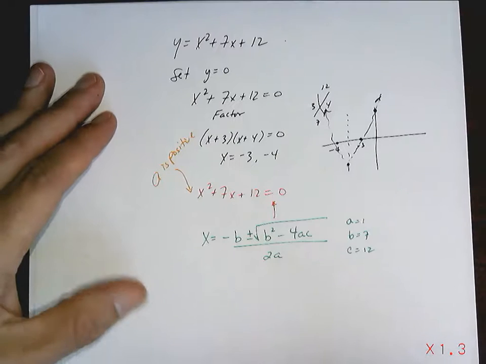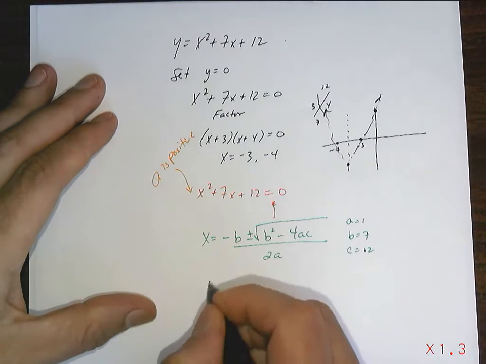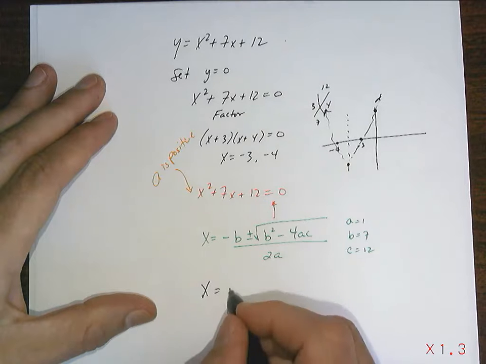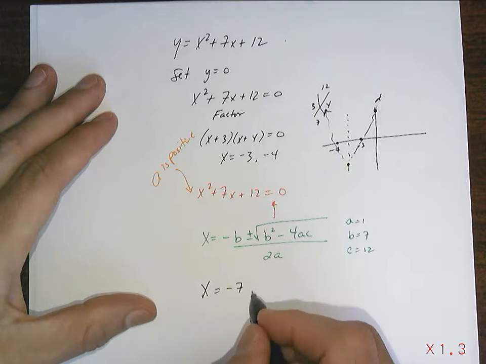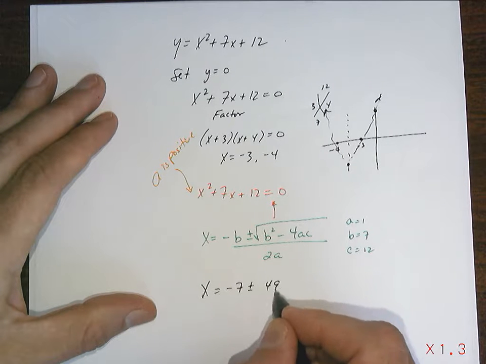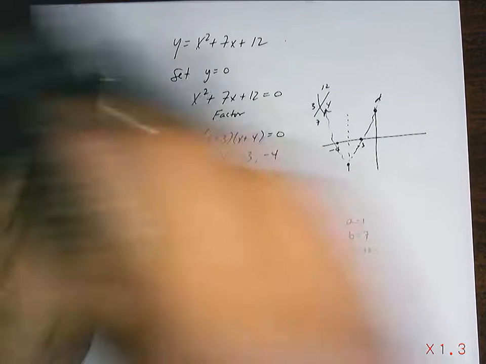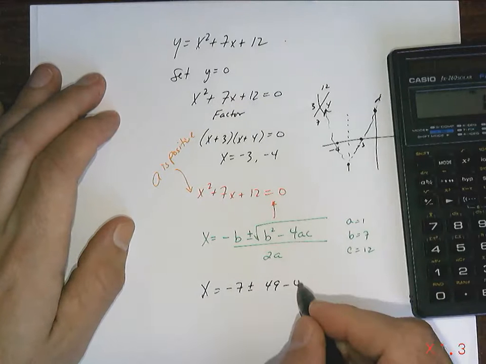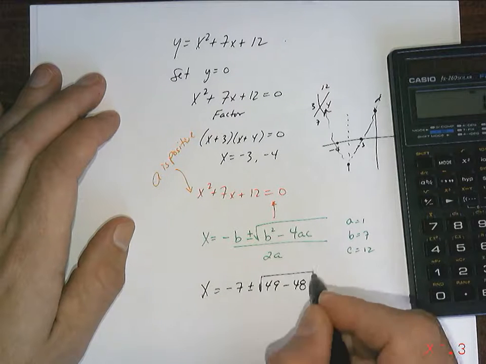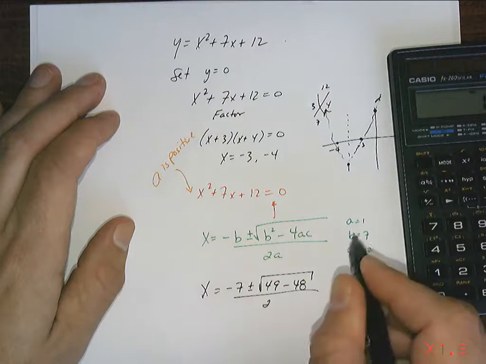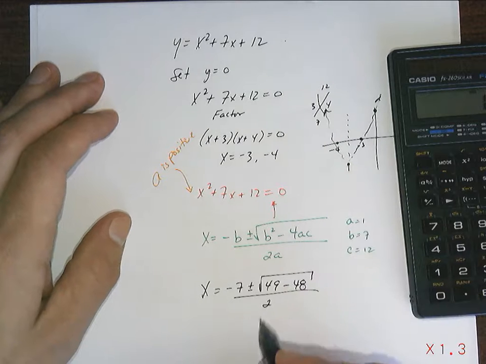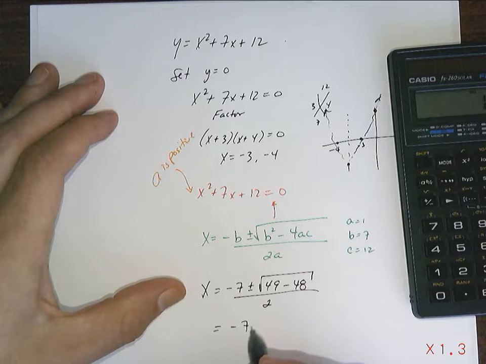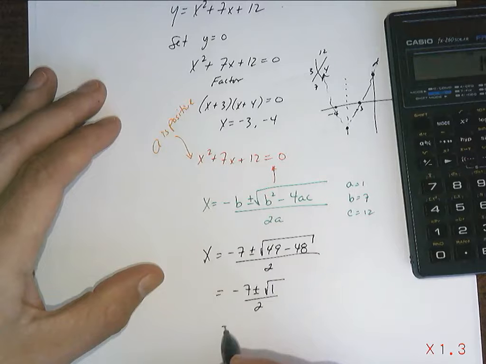Plugging in those numbers, what we're going to get is x equals negative 7, because it's minus b, plus or minus the square root of 49 minus 4 times 1, which is 4, times 12, which is 48, all over top of 2 times 1, which is 2. So this is going to work out to negative 7 plus or minus the square root of 1, over 2. That's negative 7 plus or minus 1, over 2.